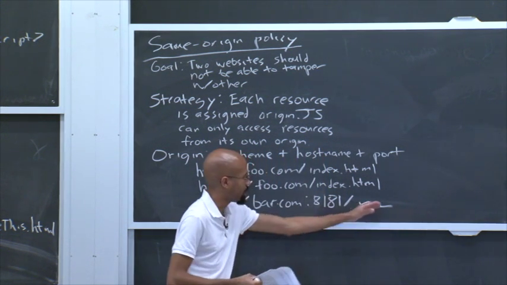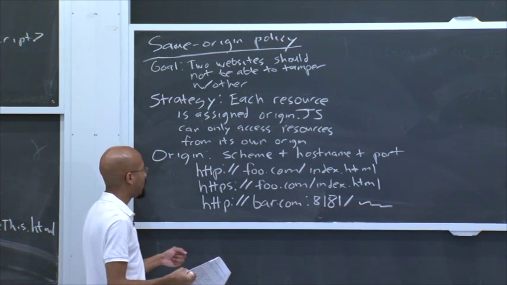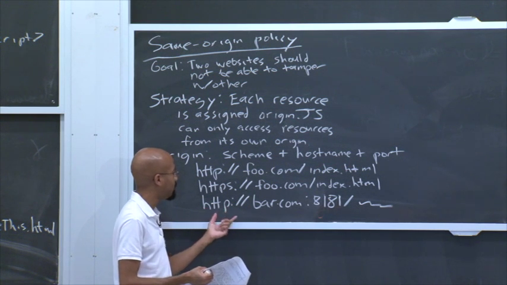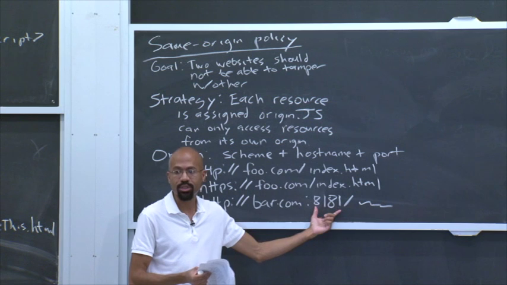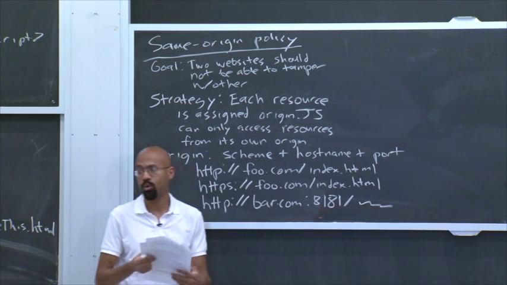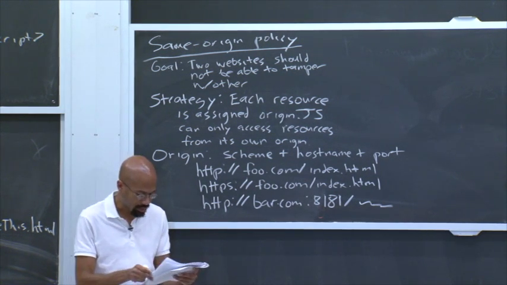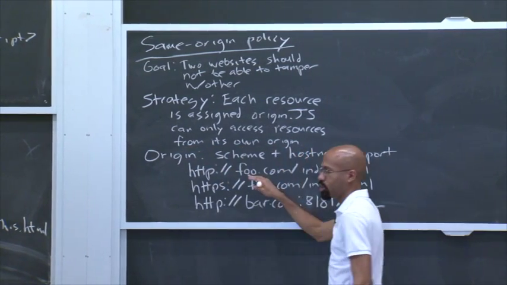Whatever these things beyond here are, they don't matter with respect to the same origin policy, at least with respect to this very simple example. Here we see that we have a scheme of HTTP, a host name of bar.com, and here we've explicitly specified the port. So in this case, it's a non-default port of 8181. So does that make sense? It's pretty straightforward. OK, so this is basically what an origin is.